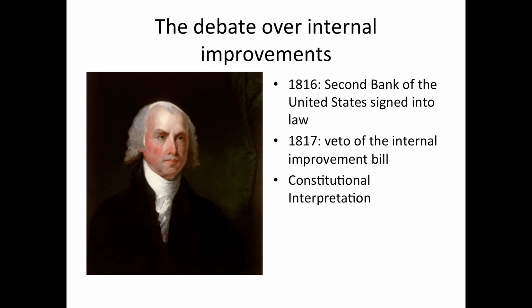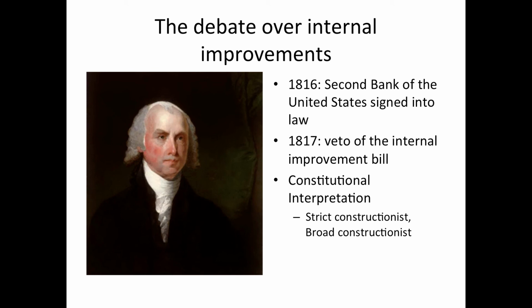I will refer now to the James Madison veto message. To refer the power in question to the clause to provide for the common defense and general welfare would be contrary to the established and consistent rules of interpretation, as rendering the special and careful enumerations of powers which follow the clause nugatory and improper. So Madison in here was still signaling that he was a strict constructionist.